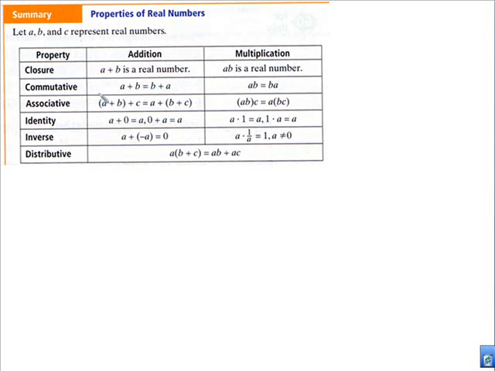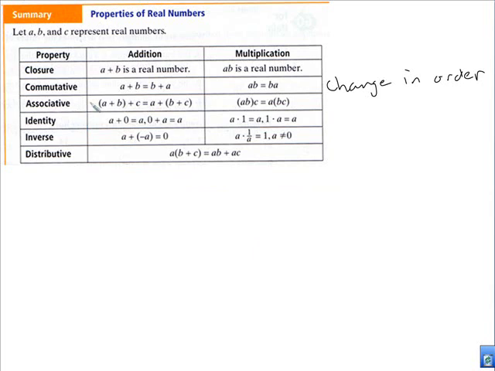The commutative property, just remember, is a change in order. You notice here the order changes. A plus B, and then on the other side of the equal sign you get B plus A. There's a change in order. A times B, then on the other side it's B times A. There's a change in the order.